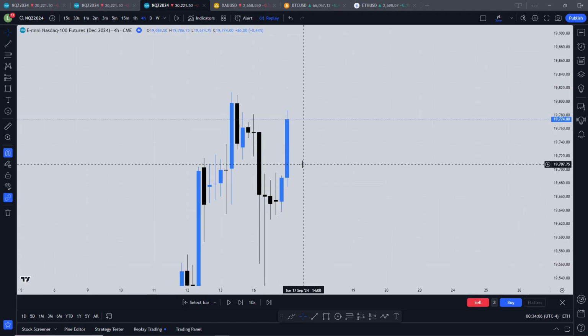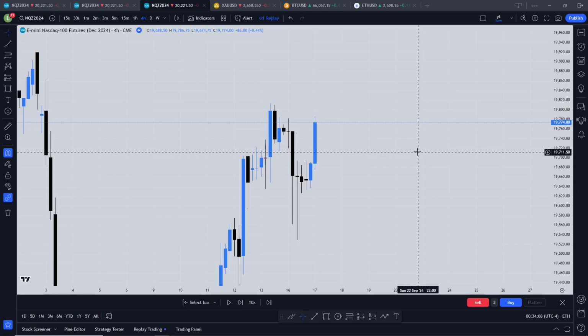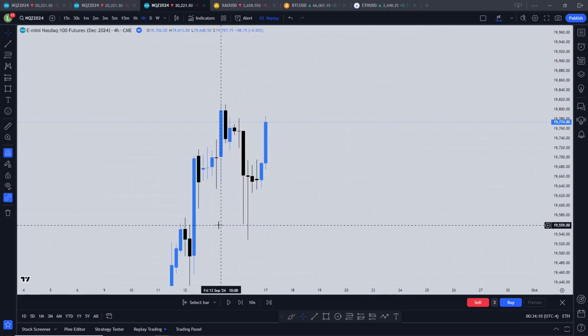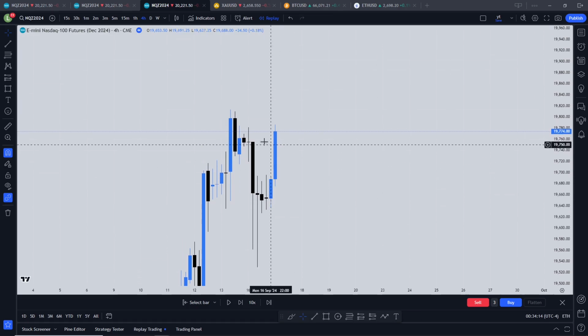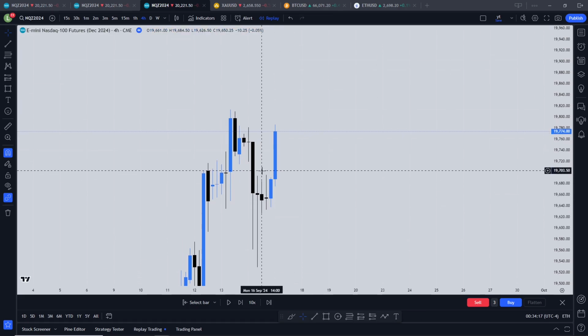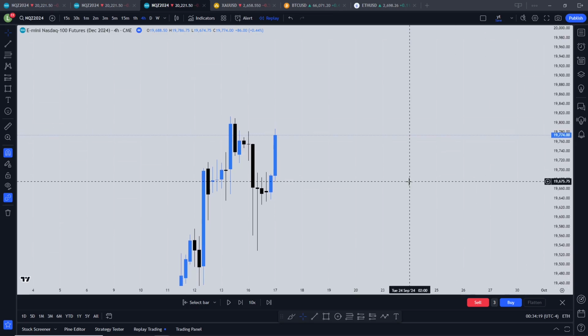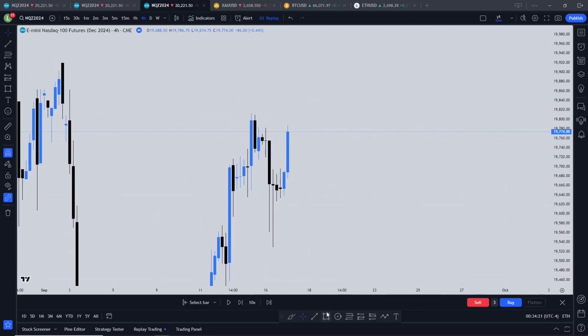For this example, I'm going to start on the 4-hour chart because that's what I get my bias from. I don't really use the daily chart like a lot of people do. I just use the 4-hour, the 1-hour, and the 15-minute for my bias. I have a whole video on it if you want to go check it out. It's for my higher time frame bias.